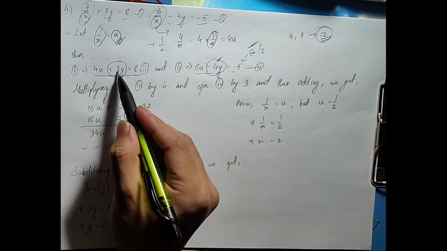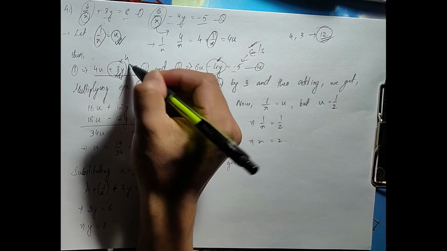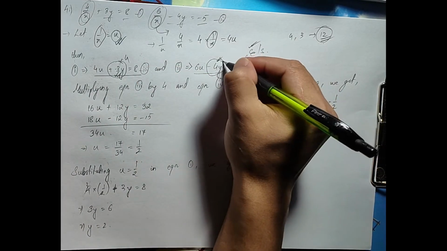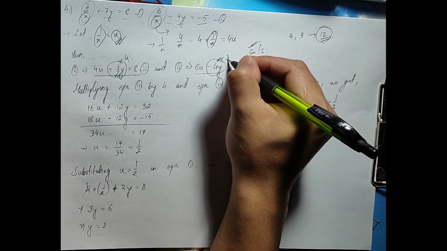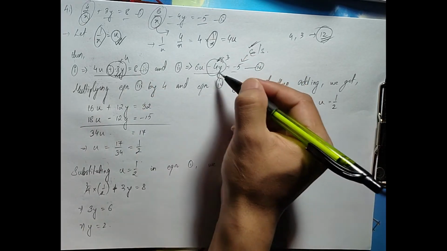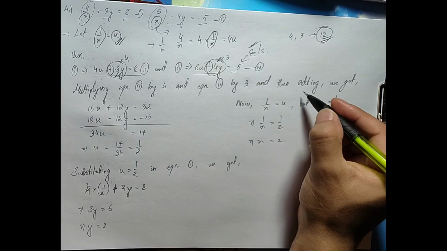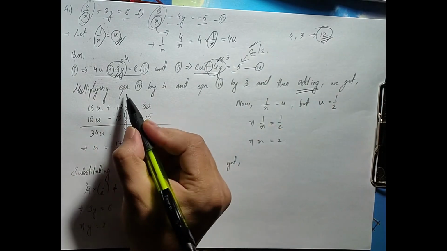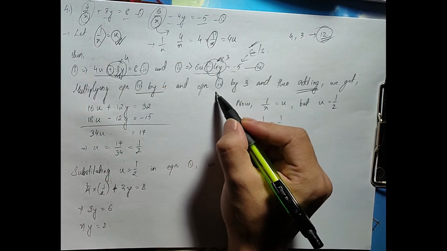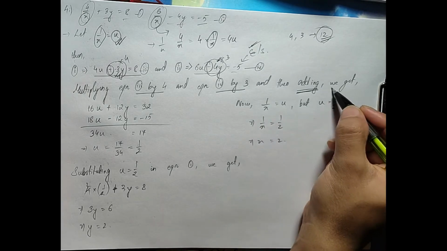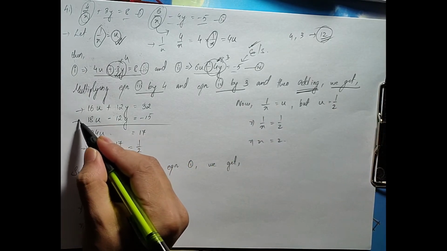Now, how can you make this 12? Simply if you multiply by 4, 3 4s are 12. And how can you make this 12? If you multiply by 3, 4 3s are 12. And since the sign is different, we'll be adding this time. So multiplying equation 3 by 4 and equation 4 by 3 and then adding, we get this and this.